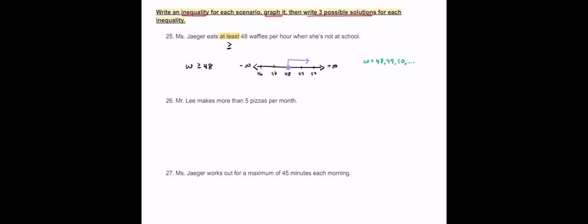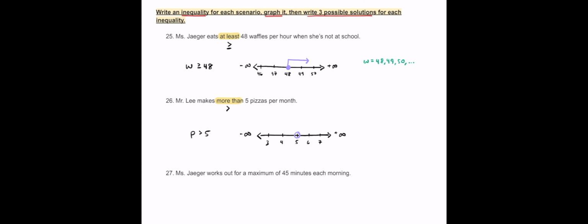For this next one, Mr. Lee makes more than 5 pizzas per month, so that's this greater than symbol. I'm going to use the variable p for the number of pizzas. P is greater than 5. Okay, making a number line here. Go ahead, put negative infinity, positive infinity. I'll put 5, 6, and 7, and I'll go 4 and 3. Go ahead and put an open circle.